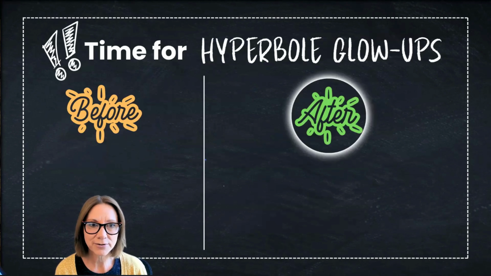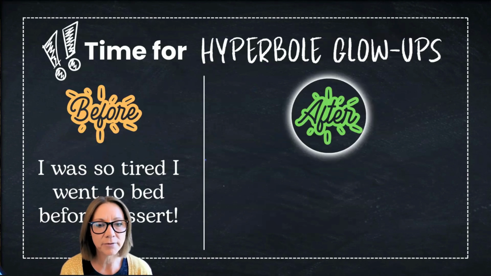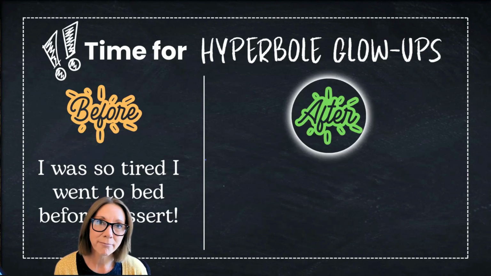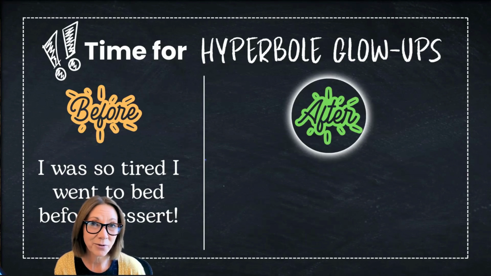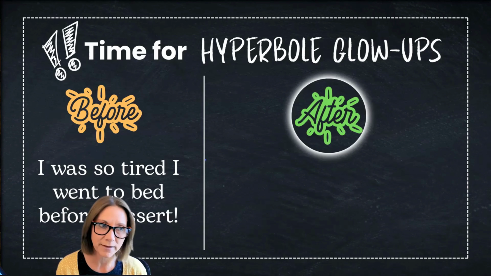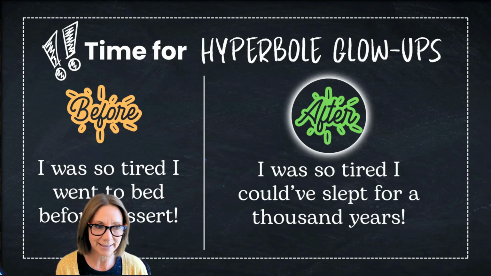So we're going to glow some up. Let's do it. Before: I was so tired, I went to bed before dessert. Now that might be an exaggeration for you. You might be the type of person who would never go to bed before dessert, but your reader might not know that. And if it leaves a question in their head of whether that actually happened or didn't happen, then it's not quite strong enough for hyperbole. You could have said, I was so tired, I could have slept for 1,000 years. That gets a little more specific about time, and you realize, okay, they're really tired.